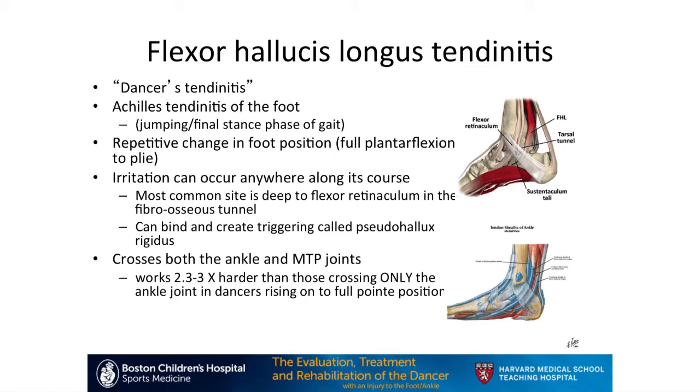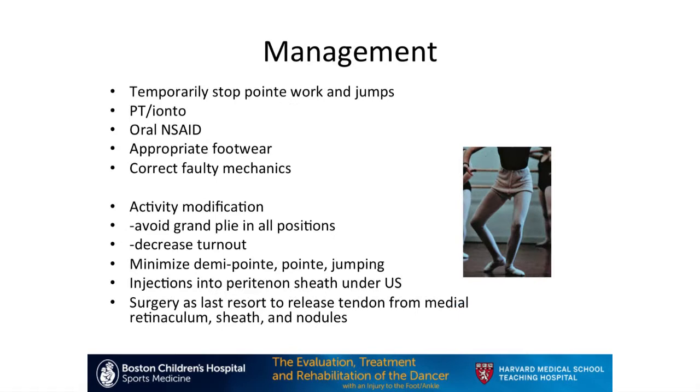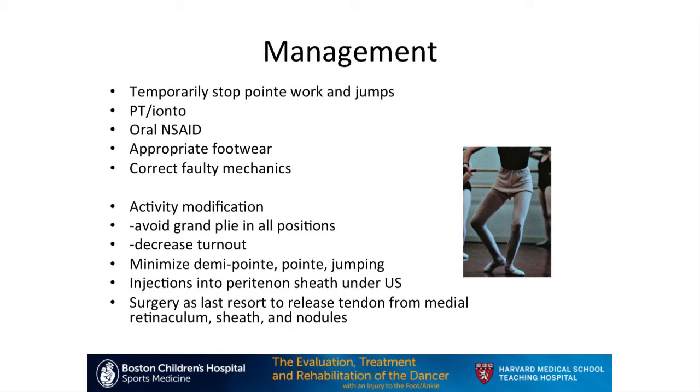And the flexor hallucis, it's small but mighty, and it crosses more than one joint. And so studies have shown us that it works 2 to 3 times harder than those crossing only one joint. So a lot of demand is put on it. Management, you can expect, temporarily stop the pointe work and the jumps. Physical therapy, always. You can consider for the inflammation a topical steroidal anti-inflammatory that the physical therapist can apply called iontophoresis. A course of oral non-steroidals, so maybe 7 to 10 days of an Aleve or something of that nature, and correcting faulty techniques. For some activity modifications, I'll often avoid grand plié in all positions, modify their turnout, minimize the demi-pointe and pointe and jumping. Again, that's the responsibility of what the FHL helps with.